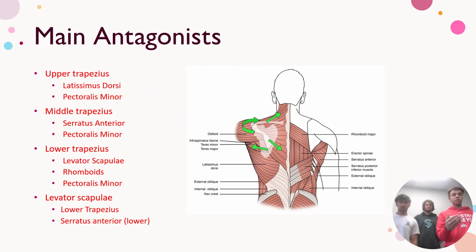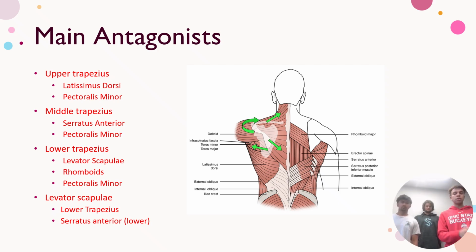For the middle trap, the serratus anterior and the pectoralis minor would be considered antagonists because they directly oppose the scapular retraction of the middle trap. For the lower trap, the levator scapulae, the rhomboids, and the pectoralis minor are also antagonists because they directly oppose the scapular depression and downward rotation.